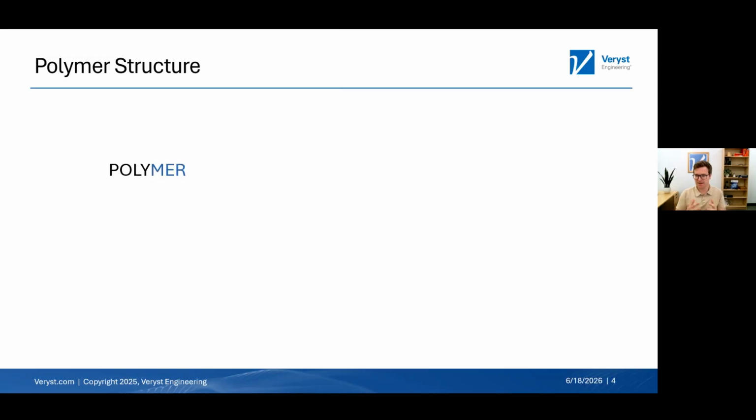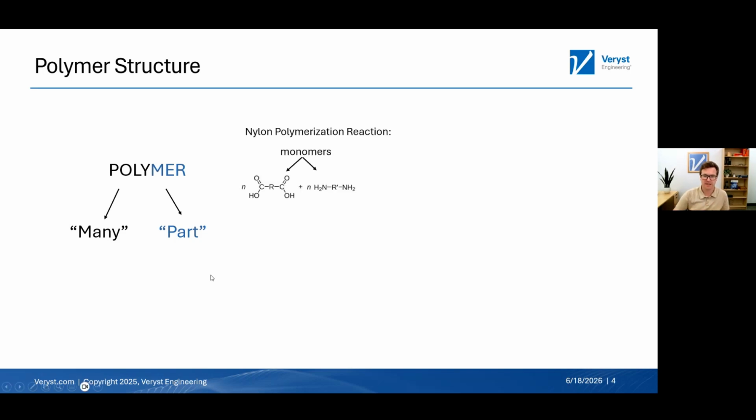All right, so just to give a very high level overview of polymer structure, we take this word polymer and break it down into its 2 components, poly and mer, which means many parts. And so the way to think about the structure of polymer materials is that they are these long strings of repeat units called monomers that are joined together by chemical bonds.